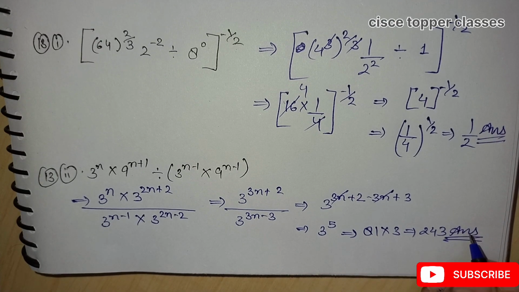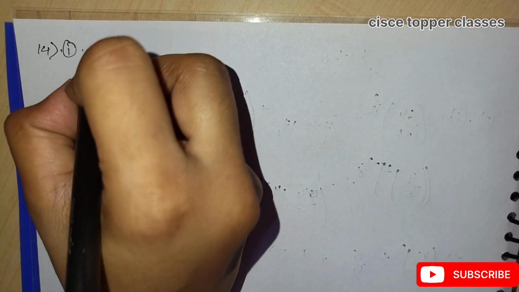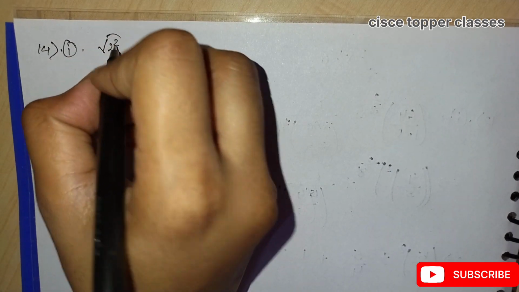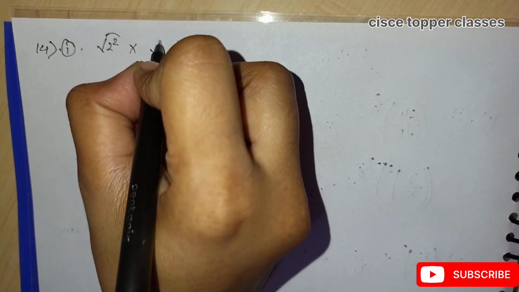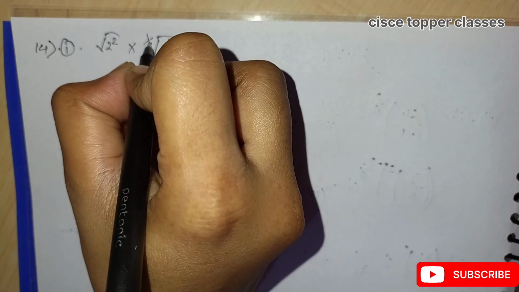Now let us solve 14th first part here, which is (√2)^2 into √(1/4), 256^(1/4) here.